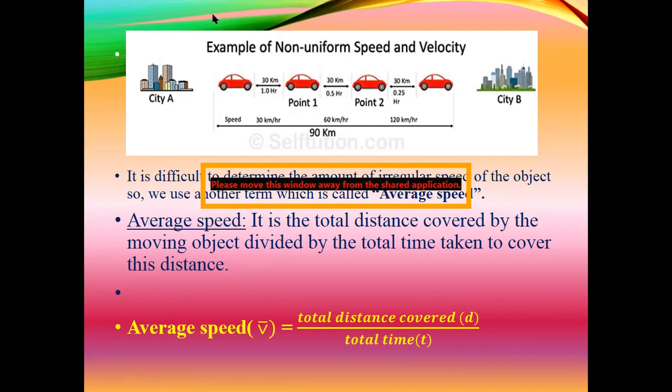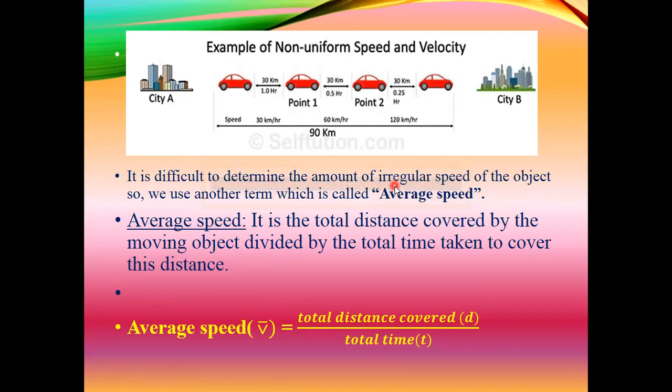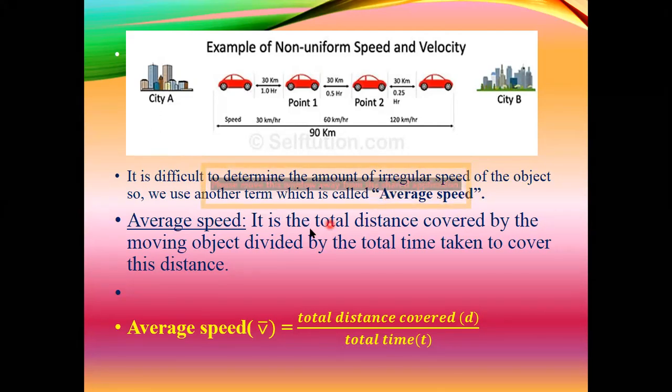We describe the motion or the speed by the average speed. The term is called average speed. The average speed here is only one thing: it is the total distance covered by the moving object divided by the total time. So I don't mind how fast you moved within your path or your road. What matters is that in the end I will calculate your average speed by total distance divided by total time. So that is your average speed.